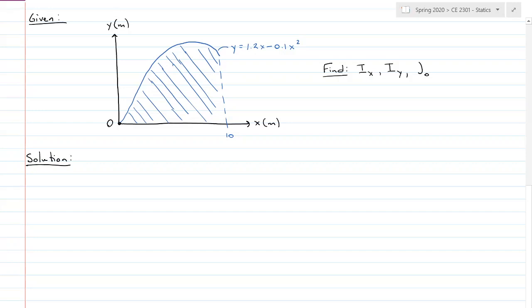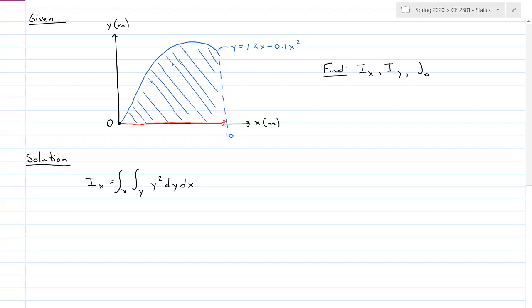Now, here's my understanding, and here's how I'm going to explain it. This area is continuous along the x-axis. It touches the x-axis the whole time. So, for my moment of inertia about the x, I want the x to be on the outside and y on the inside: the integral of y squared dy dx.